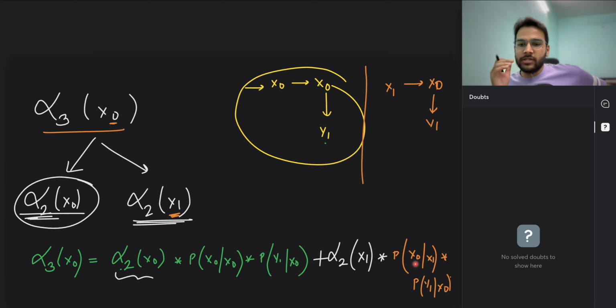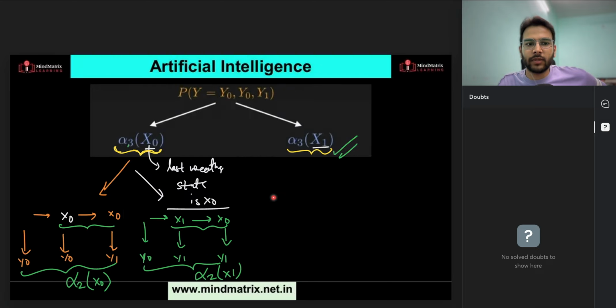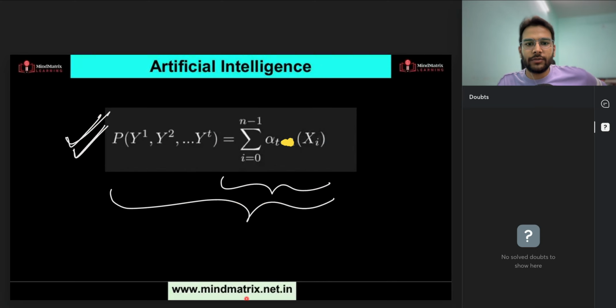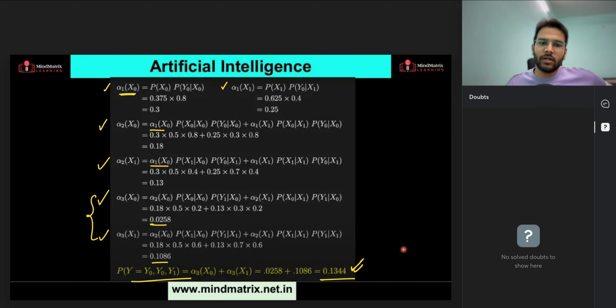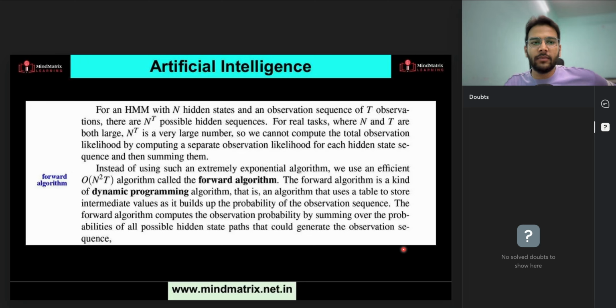Now, if you have any doubt, please ask. And in the same way, you can write for every value. Clear? Okay, so this is our forward algorithm.